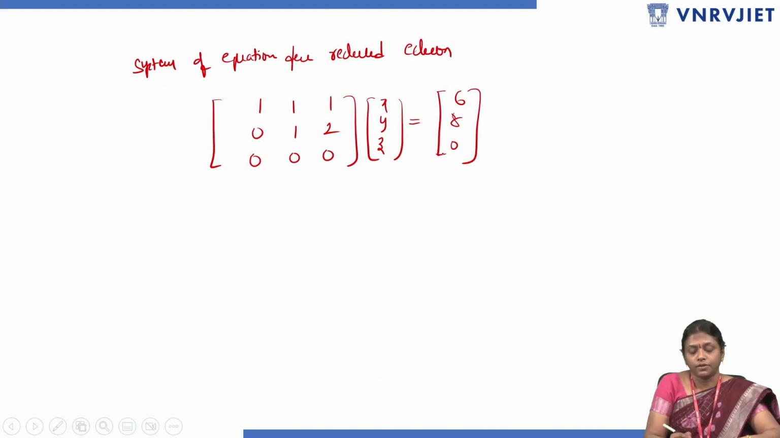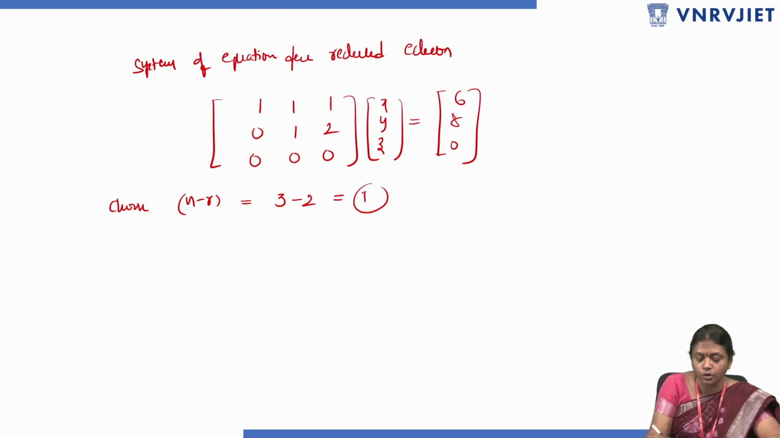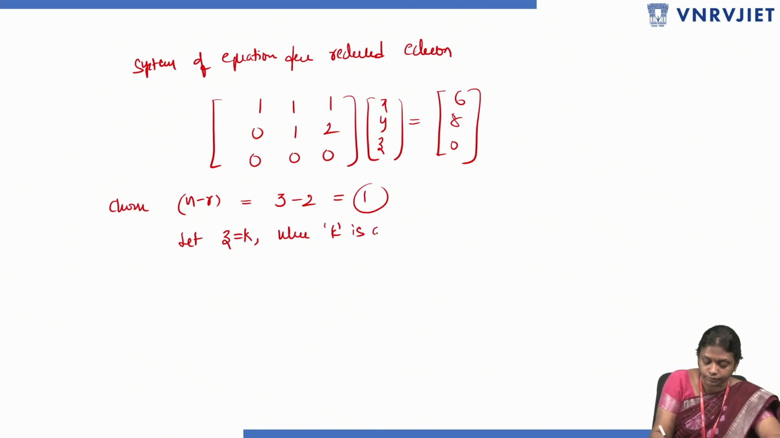Since you are having an infinite number of solutions, we need to choose n minus r arbitrary constants, where n stands for the number of unknowns and r stands for the rank of the matrix. So unknowns 3 minus 2, which is equal to 1. That means I need to choose one arbitrary constant. You may take either x equal to k, or y equal to k, or z equal to k. Let z is equal to k, where k is an arbitrary constant.